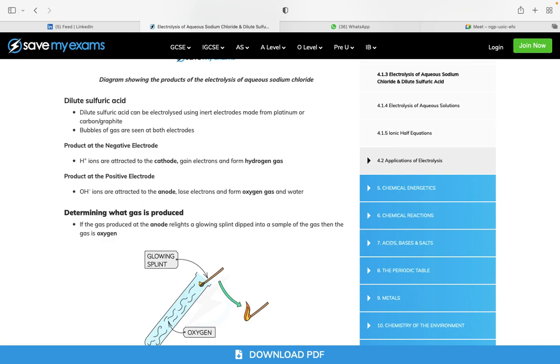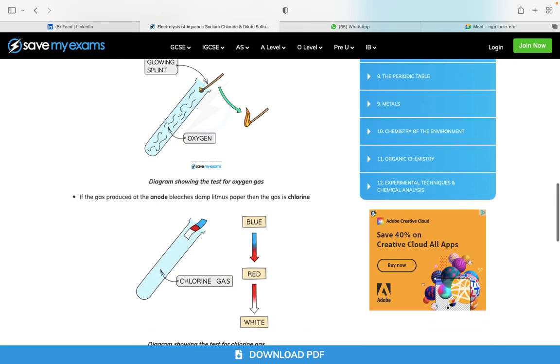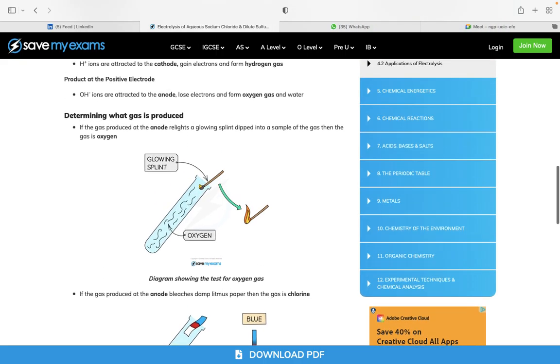dilute sulfuric acid. Let's quickly take a look at that. Okay, we say dilute sulfuric acid. Let's take a look at the electrolysis of dilute sulfuric acid. What happens at the anode, what happens at the cathode. Even if we don't draw the diagram, we already have a complete concept, right? Now let's quickly take a look at that.